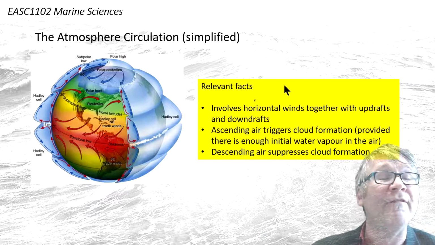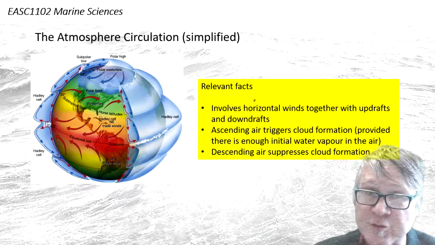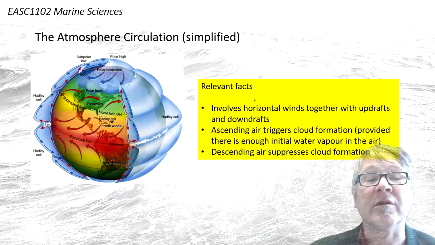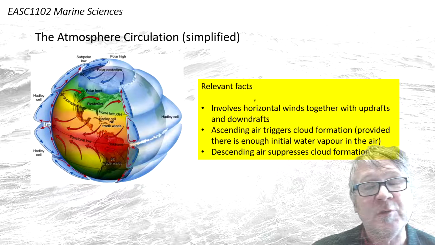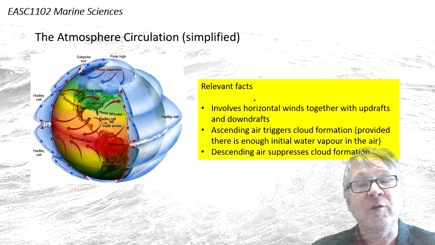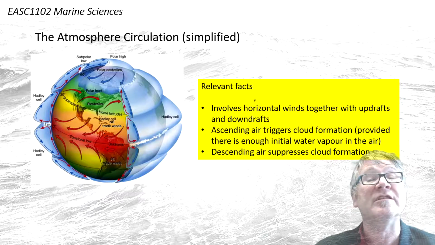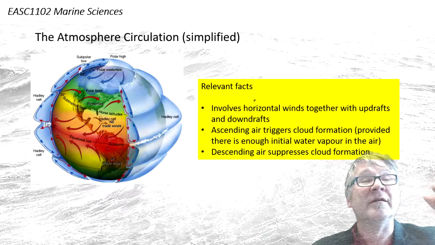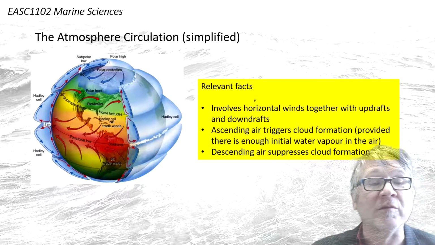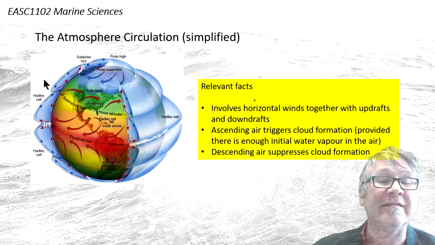So the relevant facts are that it involves horizontal winds, which drive the ocean circulation, and it creates regions where you have an upward motion in the air. You can see this near the equator. This is known as the intertropical convergence zone. Or you have regions where there is a downward motion of air. You can see at 30 degrees north and south there is a downward motion of air.